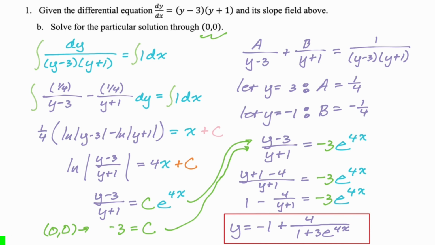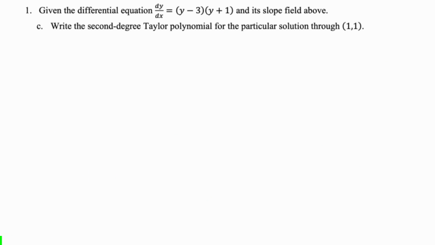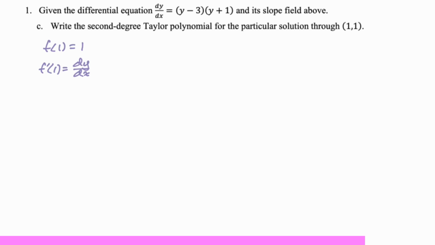All right, let's take a look at part C. The second degree Taylor polynomial for the particular solution through 1, 1. Okay, so we're going through 1, 1, so we know that f of 1 is definitely 1. We need to know what f prime of 1 is, but f prime of 1 is just going to be the derivative evaluated at 1, 1, right? So let y equal 1, you get -2 times 2, so you get -4. Okay, so that's the first derivative.